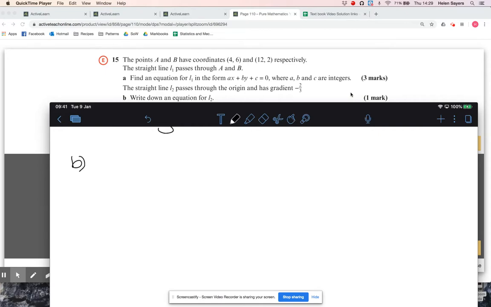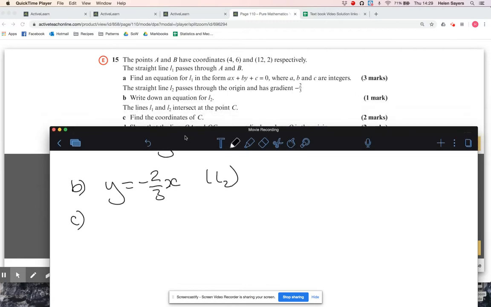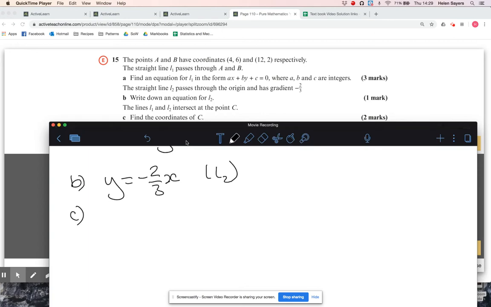So if it's passing through the origin, its y-intercept is 0, so I'll just go straight to y equals mx plus c. So m is minus 2/3, and it's going through the origin, so the plus c is 0. So that's why it says write down, just indicate that that's line 2. Should be quite obvious, you'd have thought. And that's why it's only worth 1 mark. Right. Okay, so very familiar stuff they're asking us to do.